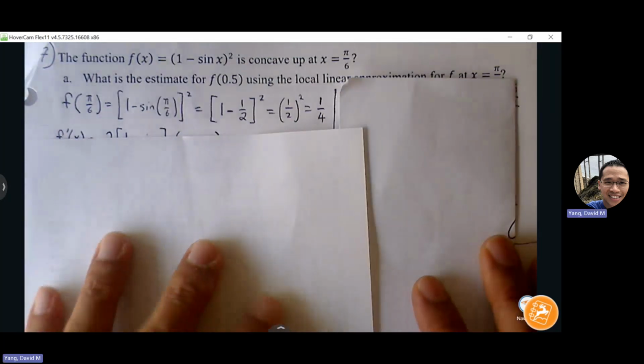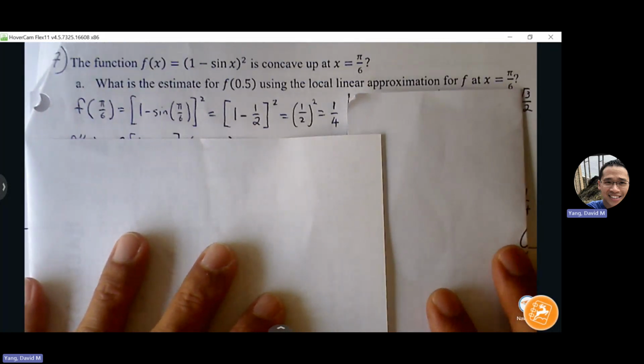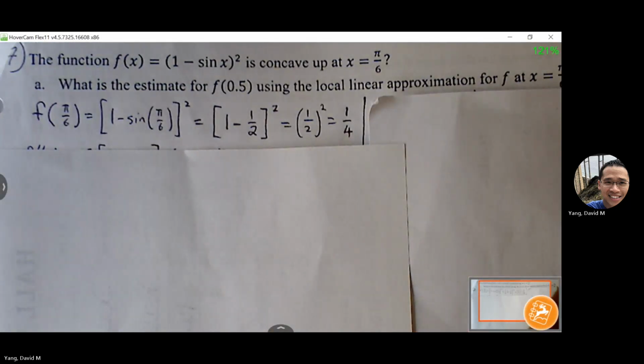So first things first here, I just want to get my ordered pair out of the way before I look at my derivative. Pi over 6 for x. Sine of pi over 6, think about your unit circle values. That's just 1/2. 1/2 squared is 1/4.